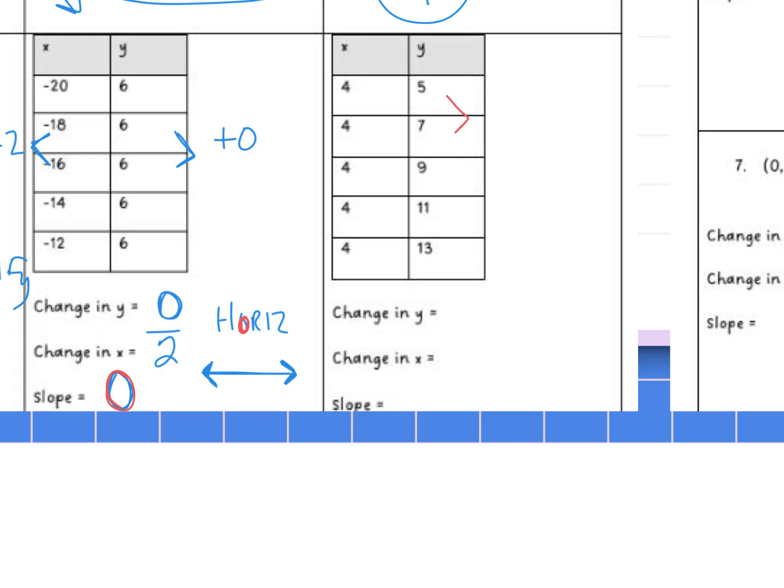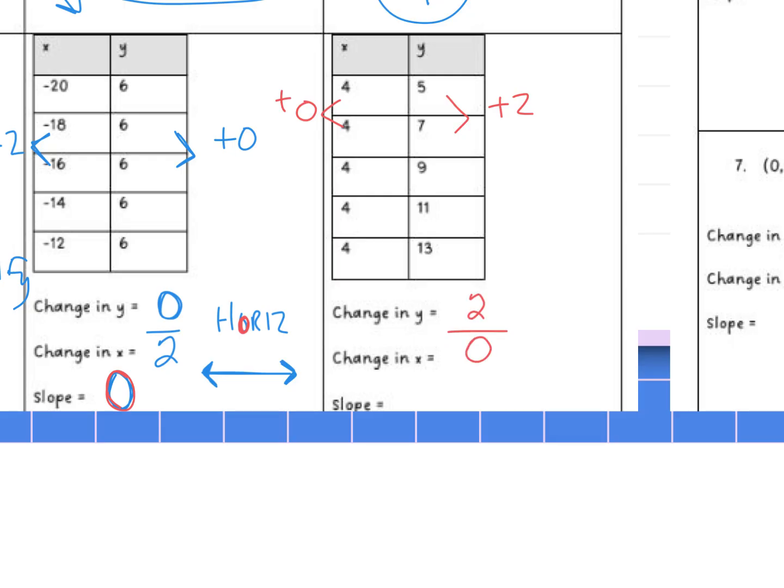Let's look at this next one. Again, choose any points. How do I go from 5 to 7? You have to add 2. What about 4 to 4? 0. All right, so be careful here. Is this 0 over 2 or 2 over 0? 2 over 0. Put that one in your calculator.